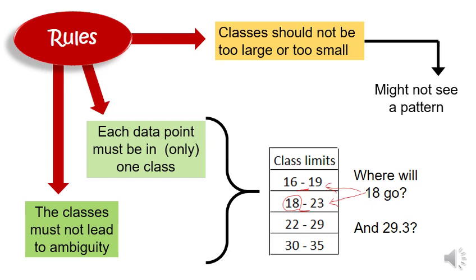What about something like 29.3? This has a decimal, which we haven't looked at yet. The third class goes from as little as 22 up to 29. So 29.3 is bigger than 29, so it can't go in here. Let's look at the next class. This is as little as 30 up to 35. Now 29.3 is smaller than 30, so it can't go in this one either. So it's floating somewhere between the two. There's nowhere for it to go.